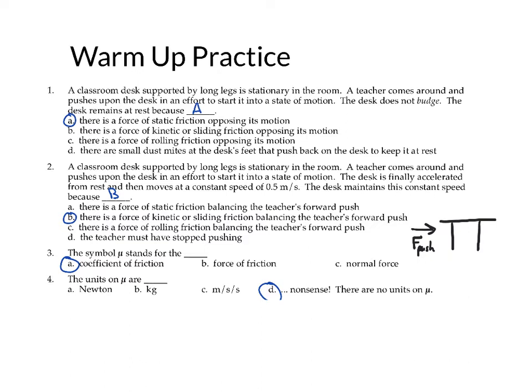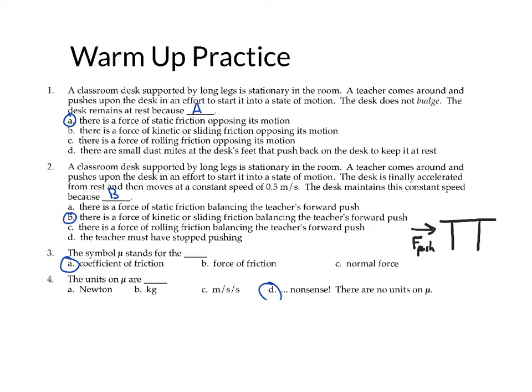First one, we have a desk that has some legs supported in a room and it's stationary. Teacher comes around, pushes on the desk, and it doesn't move. The key idea here is that it does not budge. Remains at rest. The only option that would make sense here is that there's a force of static friction opposing the motion. Kinetic friction is the friction that's already in place when it's moving. Static friction is the friction that's in place before it's in motion.